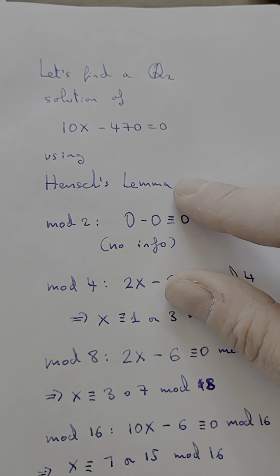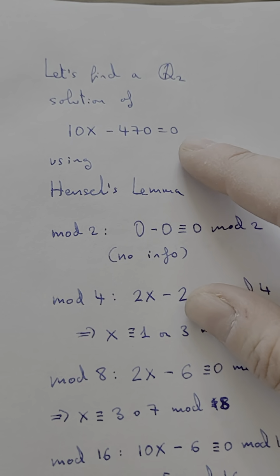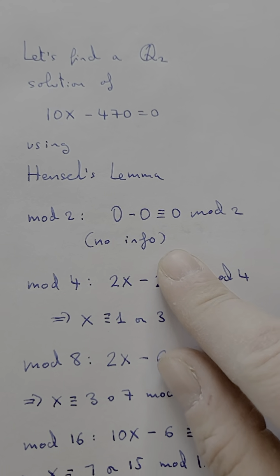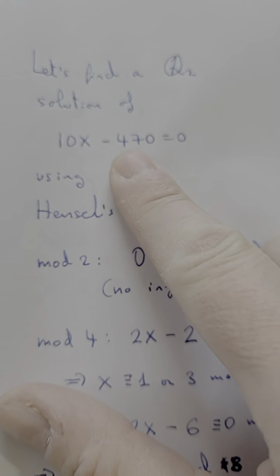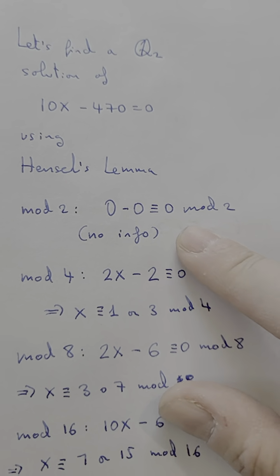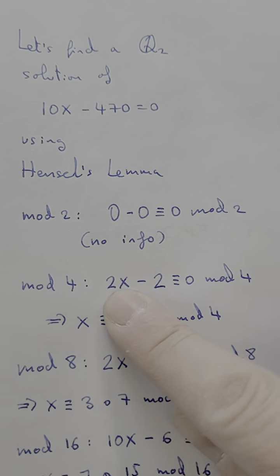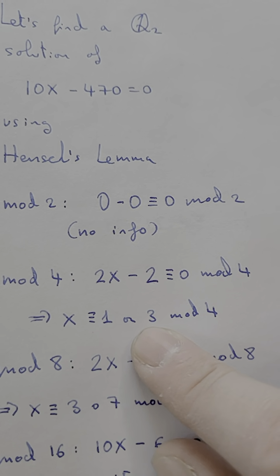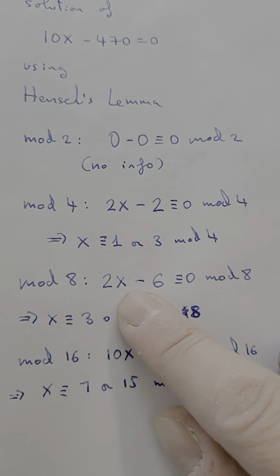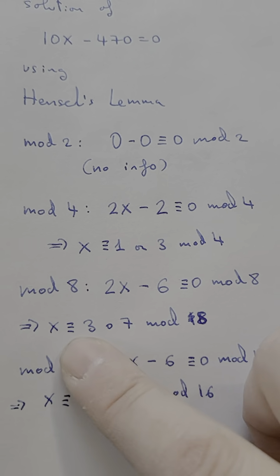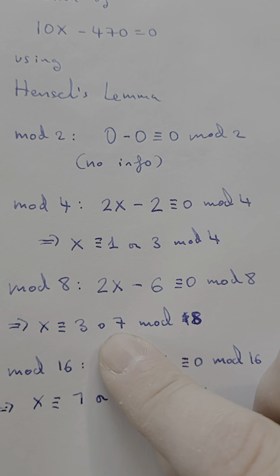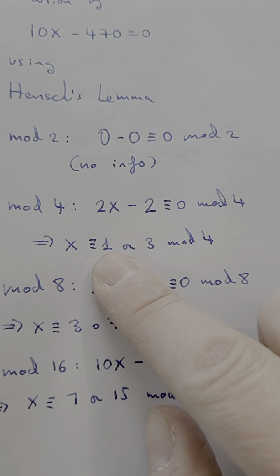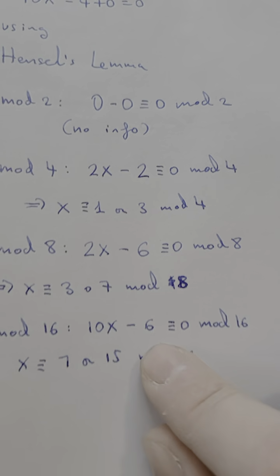What we need to get it started is to know a solution modulo 2 or modulo 4 and so on. So let's see what happens. Modulo 2, this is 0 congruent to 0 modulo 2, so we don't get any information. Modulo 4, the equation reduces to 2x minus 2, and that gives me two solutions, 1 or 3 modulo 4. When I go modulo 8, I get again two solutions, 3 or 7 modulo 8, but notice that both of them reduce to 3. So that one was eliminated in this step.